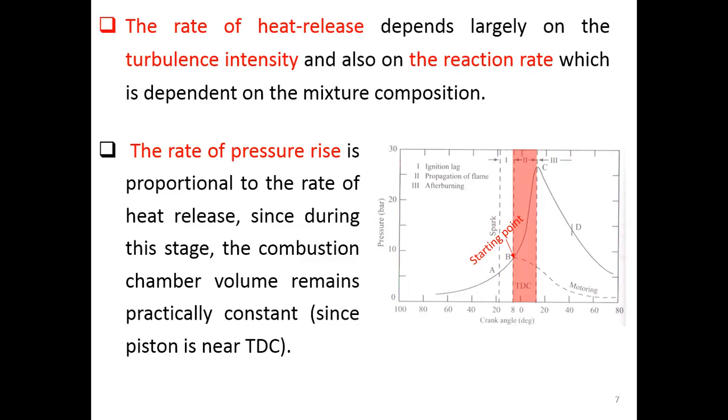So that's the reason why the rate of the pressure rise is proportional to the rate of heat release. See, if our combustion starts here and our peak pressure is right here, the difference in volume is very small. You see the crank angle travels a very small distance, so our combustion chamber is nearly at constant volume.